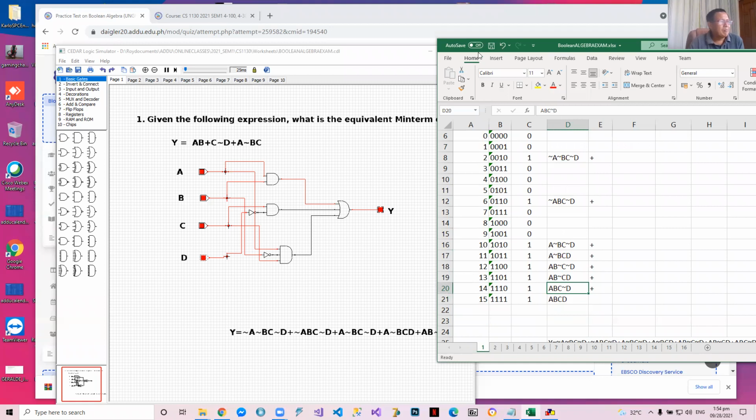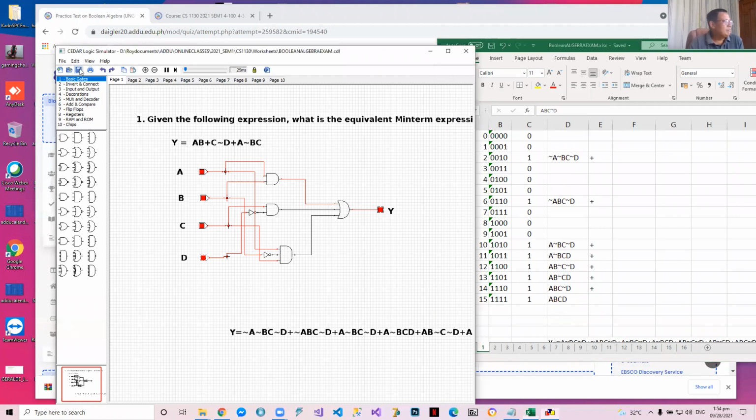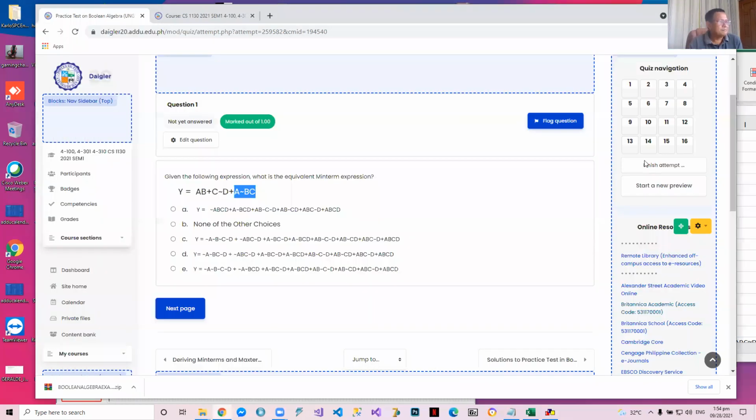Any questions? Save this. I've also written the answer here. So we'll go back to our test.